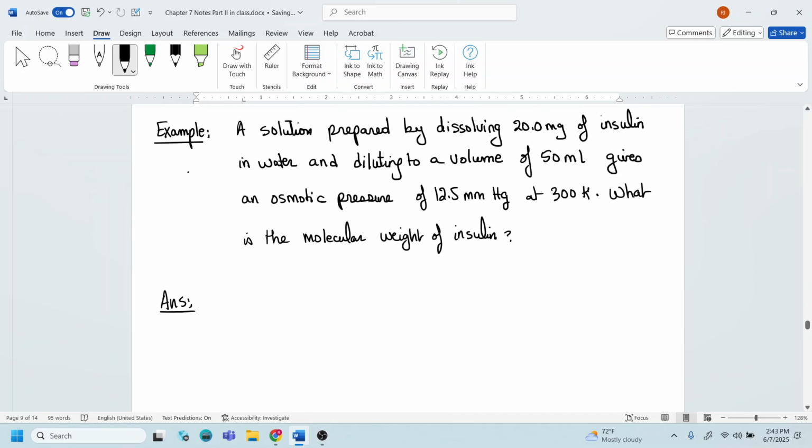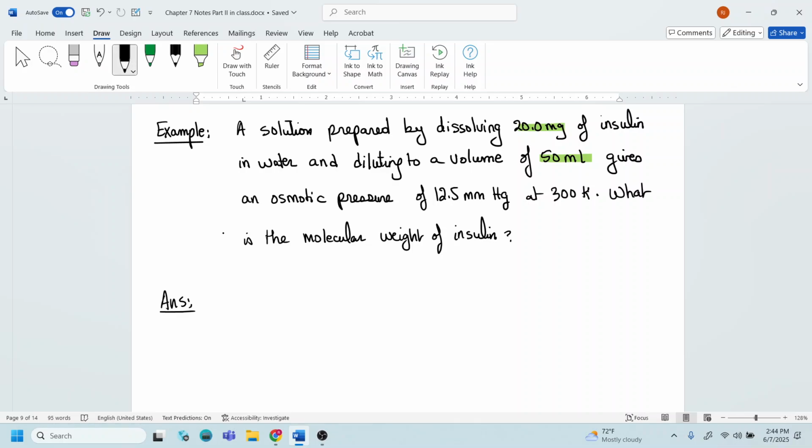Another example: a solution prepared by dissolving 20.0 milligrams of insulin in water and diluting to a volume of 50 mL, because the concentration is in moles per liter, gives an osmotic pressure of 12.5 millimeter Hg, so I have to change this into torrs as well. And you do have your temperature. What is the molecular weight of insulin? So they need now the molecular weight.